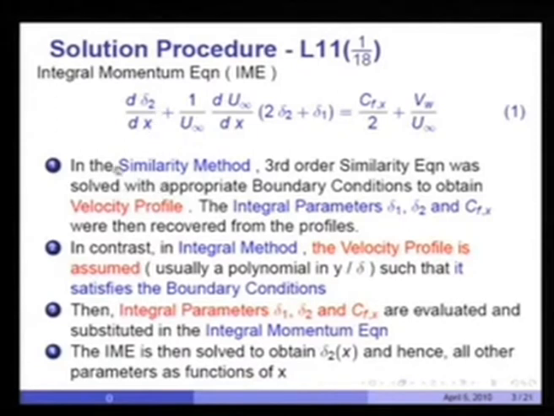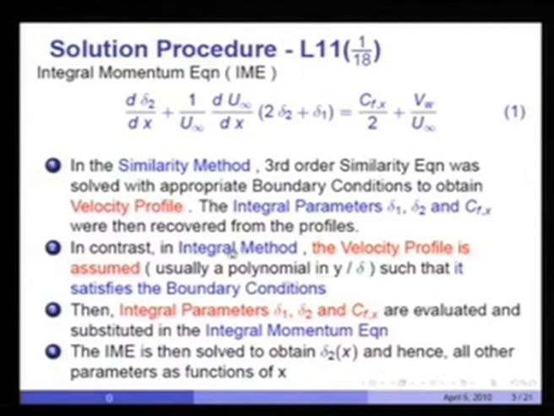Just recall, the procedure here is quite the reverse of what we adopted for the similarity method. In the similarity method, a third order similarity equation was solved with appropriate boundary conditions to obtain the velocity profile. So, the velocity profile came out of the solution of the ordinary differential equation, and from it the integral parameters such as delta 1, delta 2 and c f x were recovered by integrating and differentiating the profiles.